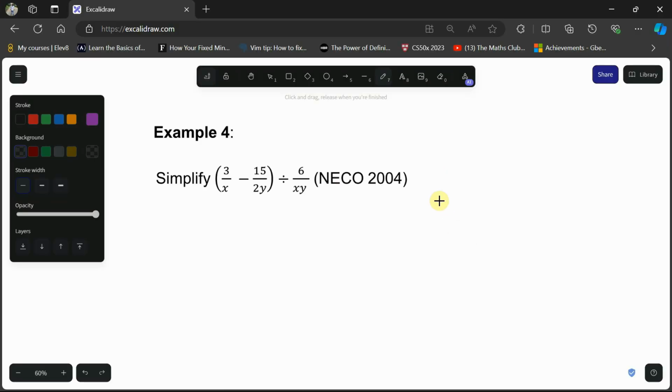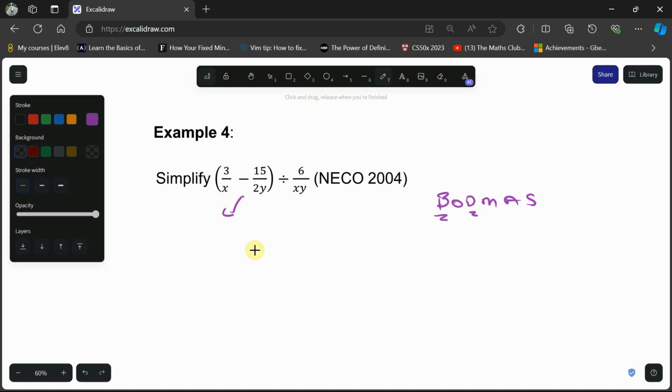So in the line of BODMAS or PEMDAS, right? If I say PEMDAS, I think I'm more familiar with BODMAS, so I'll just say BODMAS. BODMAS tells us that we should treat a bracket first before we treat a division. So I'll treat this bracket. Let me resolve this bracket.